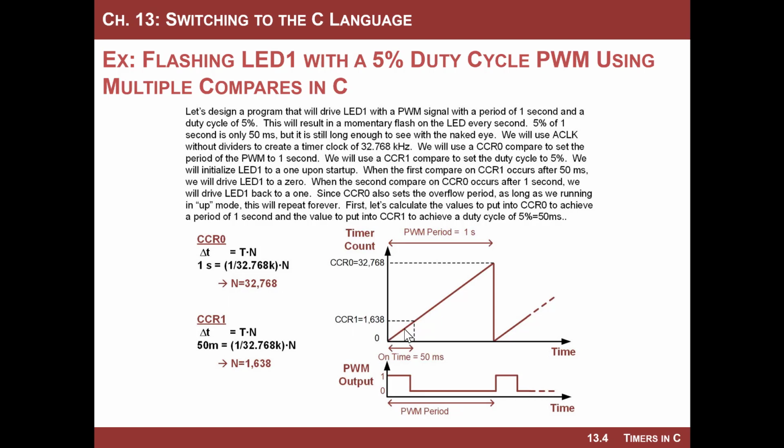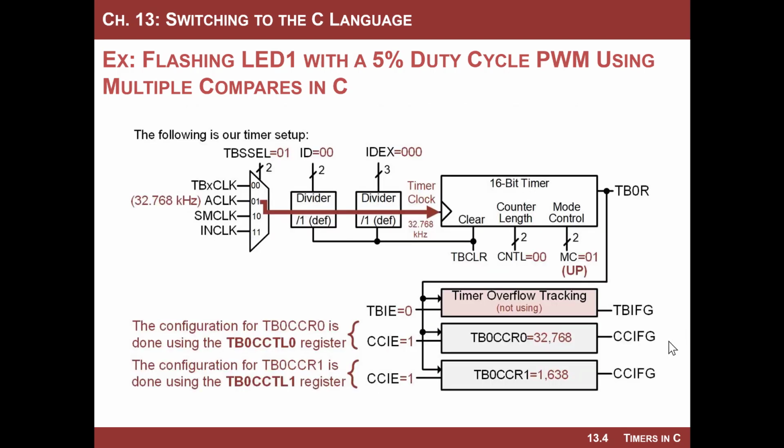Then for the on time, it'll be 50 milliseconds. So we do that same equation. We say I want to have 50 milliseconds transpire, and the equation is the period of the clock times the number of counts. We plug in 1 over 32K, solve for n, and it turns out that the number of counts is 1638. So this counter is going to crank from 0 to 32,768. On the way, once it hits 1638, an interrupt service routine will fire. Once we get to the final value, another interrupt service routine will fire, and it'll also roll over back to 0.